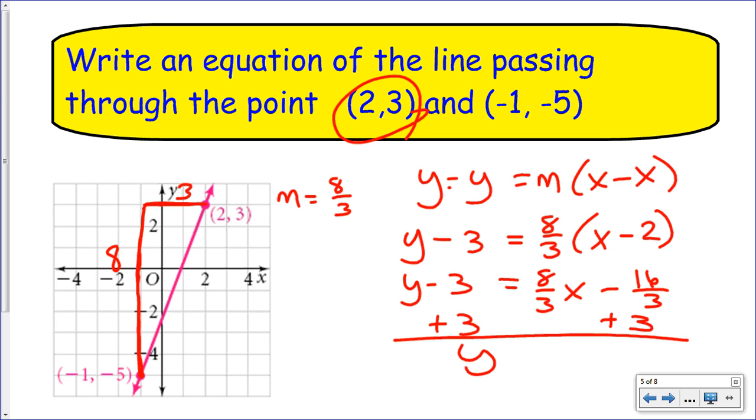I'm definitely going to get my calculator out. I do not want to do that in my head. So negative 16/3 plus 3 is going to give me negative 7/3, and that is my equation.